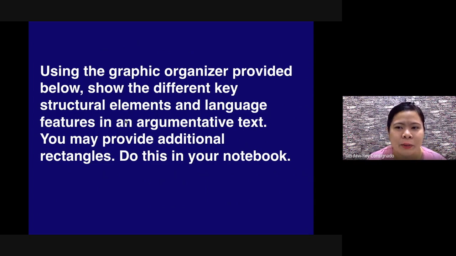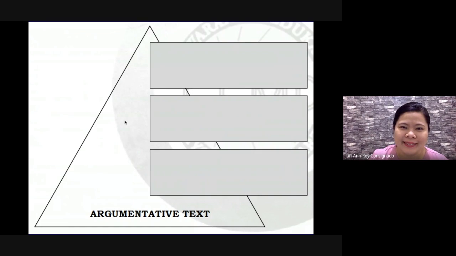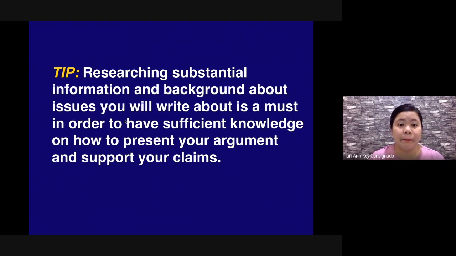Using the graphic organizer provided below, show the different key structural elements and language features in an argumentative text. You may provide additional rectangles. Do this in your notebook. Okay? The argumentative text. That's your template. Tip: researching substantial information and background about issues you will write about is a must in order to have sufficient knowledge on how to present your argument and support your claims.